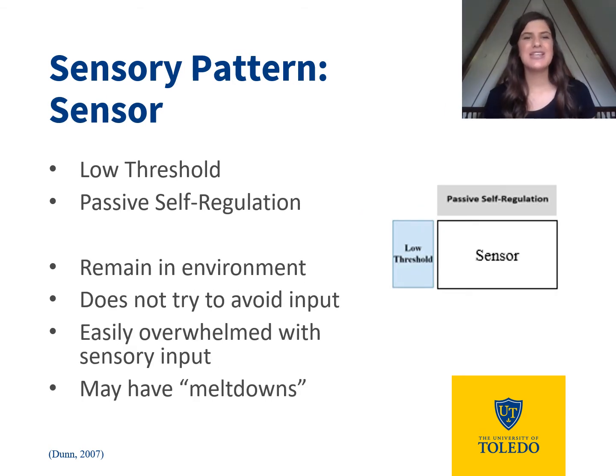Next up is sensors. Sensors have a low threshold and a passive self-regulation strategy, almost like the avoiders, where they notice sensations very easily, but they do not do anything to make the sensation stop. So going back to sensations such as bright lighting, crowded places, and noisy environments, their buckets easily get filled, but once their threshold is hit, they don't have a way to avoid the sensations that are going all around them, which can lead them to become easily overwhelmed and have meltdowns. These individuals are often distracted by sounds, have trouble working in noisy environments, and notice the small things that others may not notice.